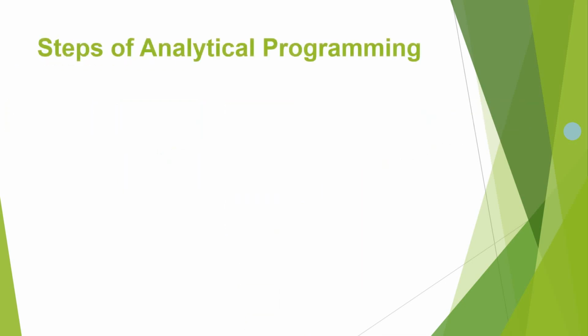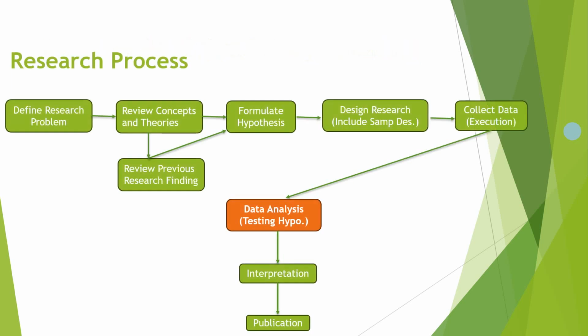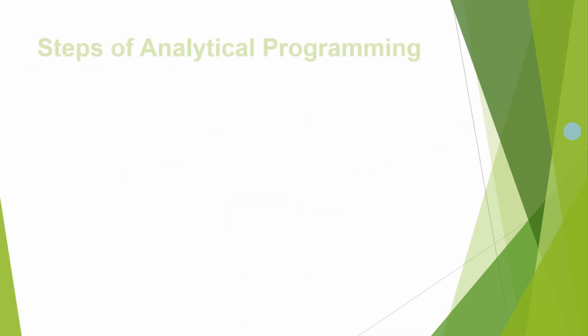Now coming to the steps of analytical programming. What we have seen in our previous part is the data analysis part. In the data analysis part, we do the data analysis, so how will we do the analysis? Definitely we will use analytical programming. So what are the different steps of analytical programming?